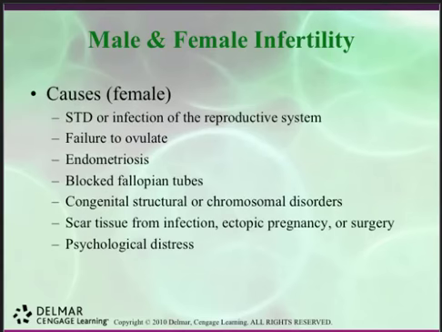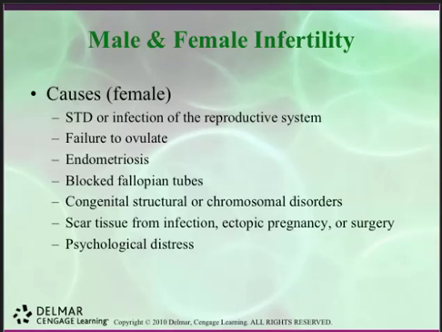In the female, causes include STDs or infection to the reproductive system, a failure to ovulate, endometriosis, blocked fallopian tubes, congenital structural or chromosomal disorders, scar tissue from infection, ectopic pregnancy or surgery, and psychological distress. Other causes include tumors, endometriosis, anti-sperm antibodies in vaginal secretions, and medications that compromise fertility. Other causes include basically physical manifestations such as blockages.